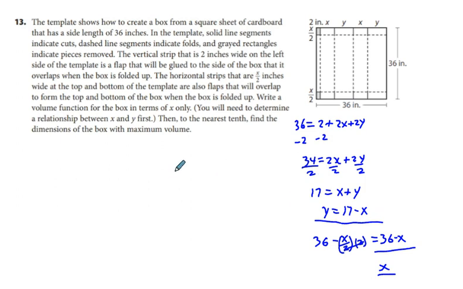So the function is going to be volume equals x times (17 minus x) times (36 minus x). That's going to be one of our answers here. Next, to the nearest tenth, find the dimensions of the box with the maximum volume. Let's go here and enter this in the calculator.